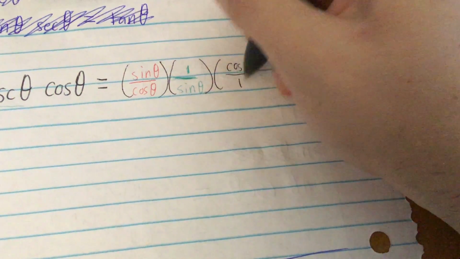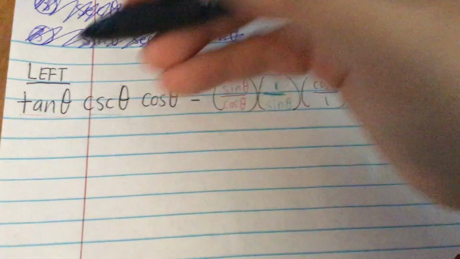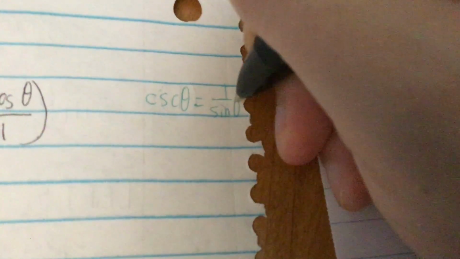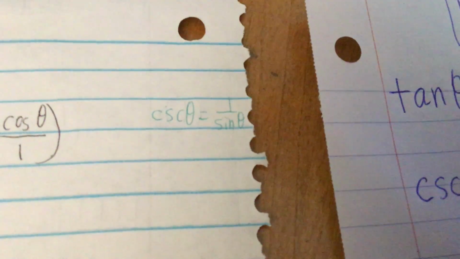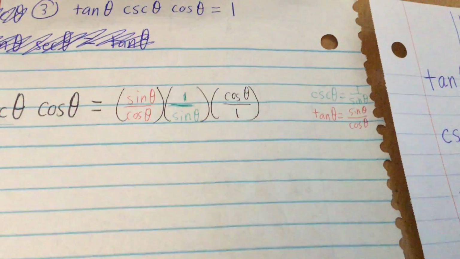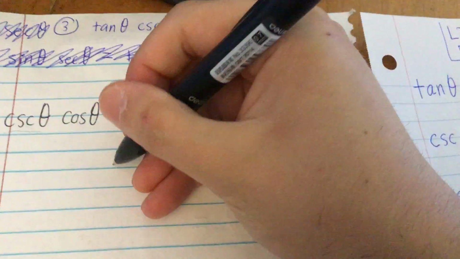So you see, tangent is equal to sine over cosine. Cosecant is equal to 1 over sine. So I'm going to put that on the side over here. Cosecant of theta is equal to 1 over sine of theta. And tangent can be rewritten as sine over cosine. Okay, so now that I got these out of the way, let's just combine them into one neat little fraction.